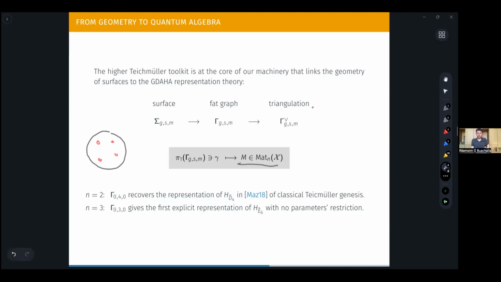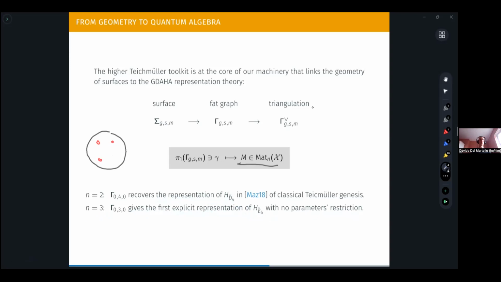For n equal 3, so really taking advantage of this higher technical theory, and by slightly modifying the surface, really what we do is just kind of glue back one of the holes. So we're now having the Riemann sphere with 3 holes. This is really the choice that is delivering the desired representation.